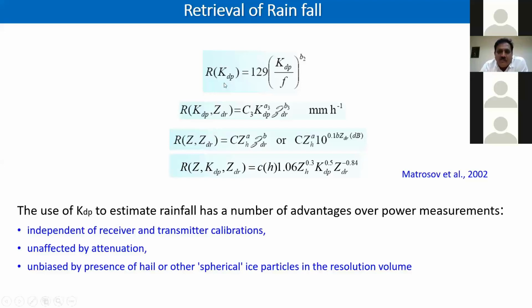We can use multi-parameters. We can combine KDP, ZR, or several ways you can combine. Several parameters are there with you, which we can use to calculate the rainfall rate. So now we have another problem. In a single polarization, you have only one parameter. You have to convert it into rain rate. But here you have several parameters. Which one do I have to use?